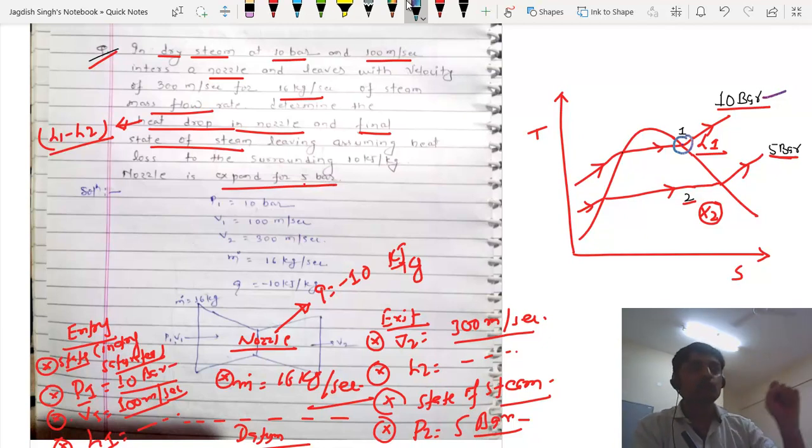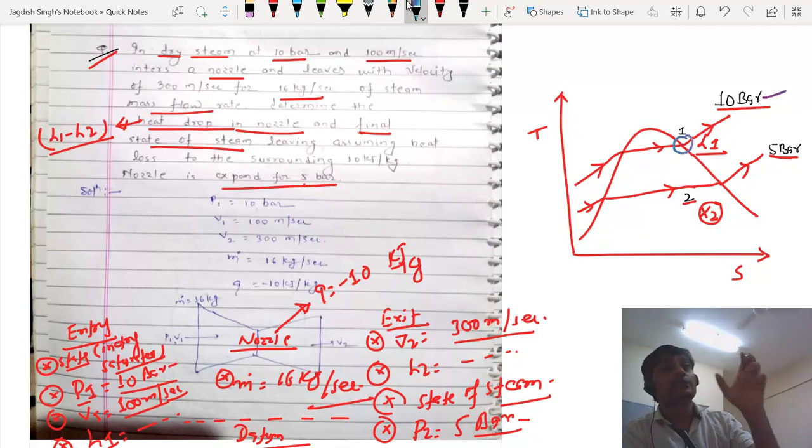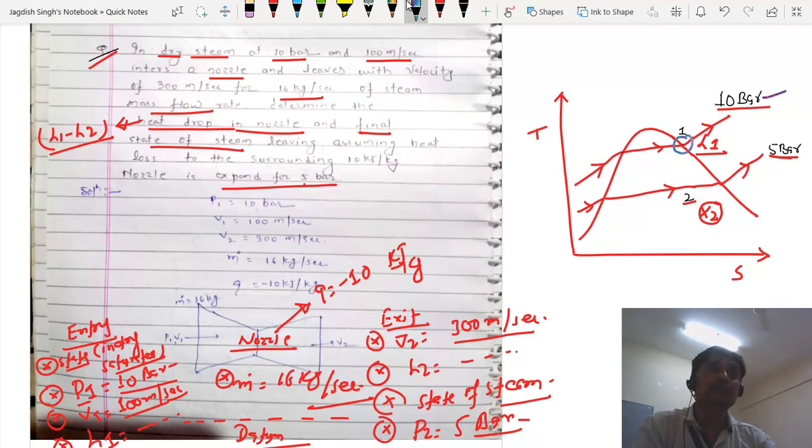And as per the given question, dry saturated steam enters the nozzle. That means this point 1 will be lying on the dry saturated steam curve. So this is the point 1, right? In the nozzle, we know that there is isentropic expansion. During this expansion process, this steam expands, and the entropy is constant. And this is the exit point.